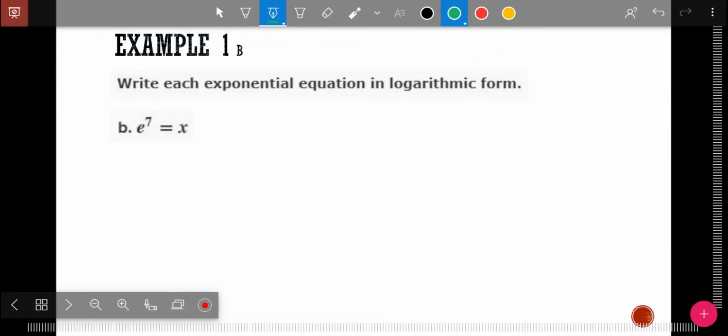Right now think, what is this one? What would this one be in logarithmic form? Hopefully you said ln x equals 7.